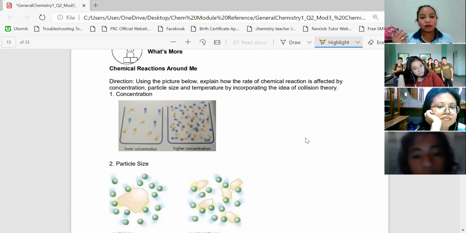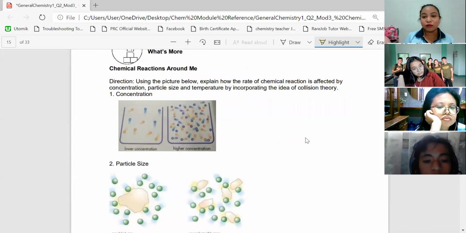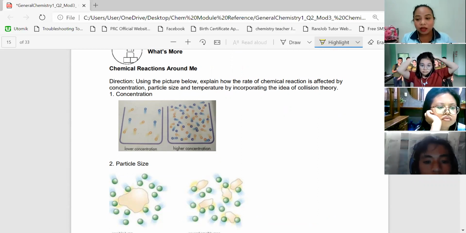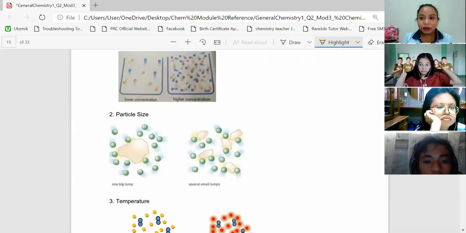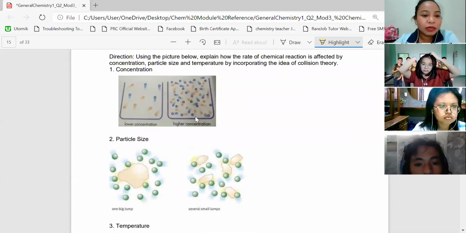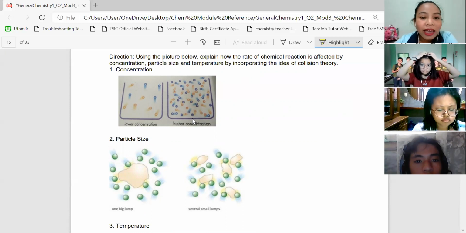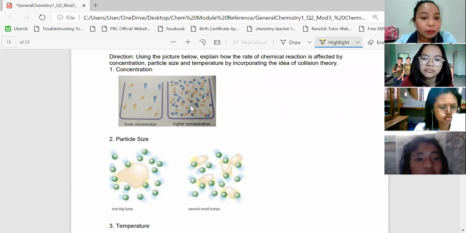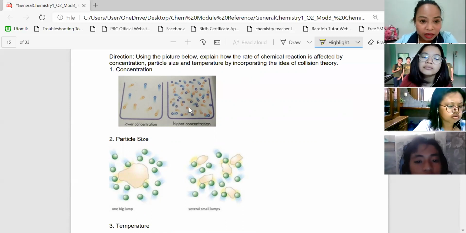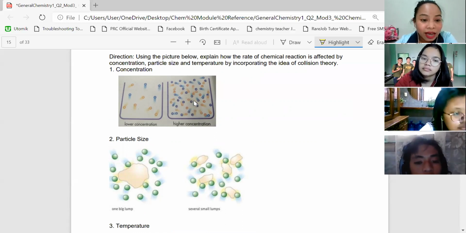Do we have an idea of what the collision theory is? They bump into each other, right? Collision, good. So based on the idea in the collision theory, how do you think concentration affects the rate of chemical reaction? Based on the picture, what did you notice? If the concentration is lower, they will rarely collide, so the possibility of chemical reaction is lower. If the concentration is high, their possibility to collide is higher. Therefore, their probability to react is higher. So concentration affects the rate of chemical reaction.